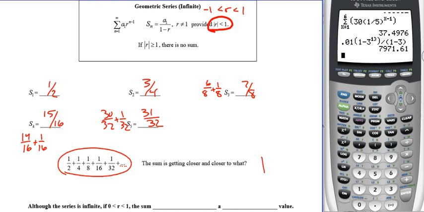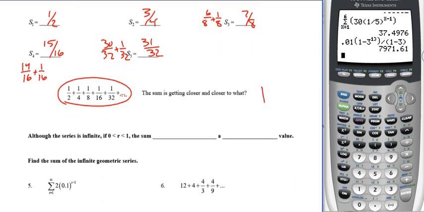So while the series is infinite, the sum approaches, right? It'll never get to 1. I'll never have 1. But it approaches a finite value. And it's not always going to be 1. It's just in this case it happens to be 1.